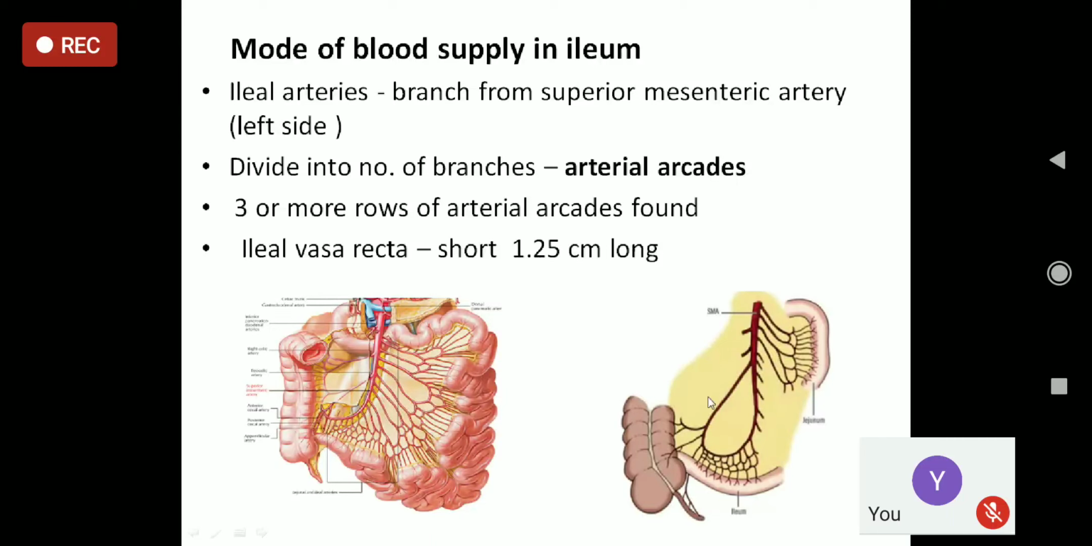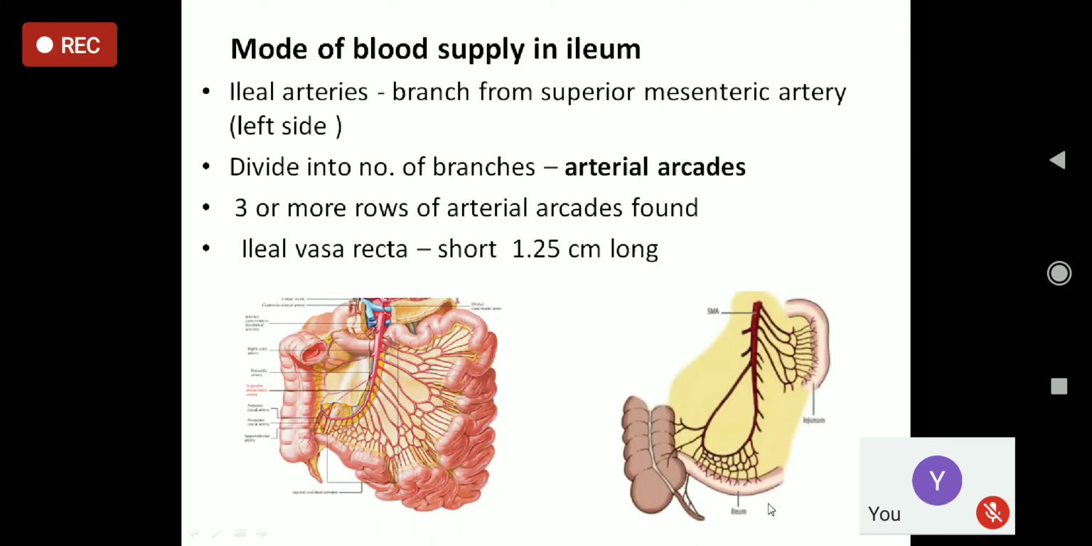Again, in this figure, you can see these are the ileal branches forming the arterial arcades. So one, two, maybe three rows of arterial arcades here. So these are the vasa recta. They are comparatively shorter than the jejunal vasa recta. So its length is only 1.25 centimeter.